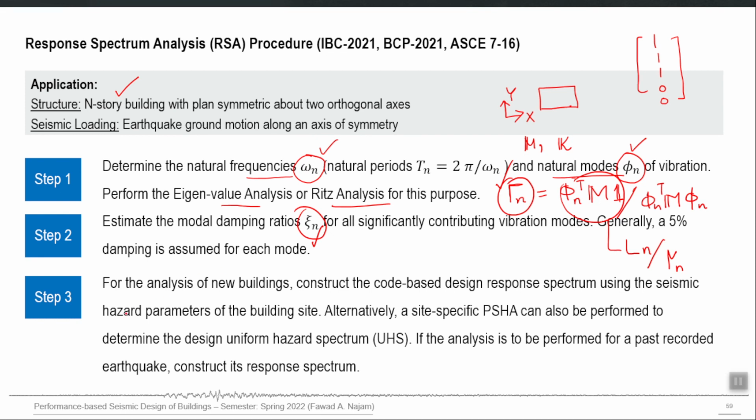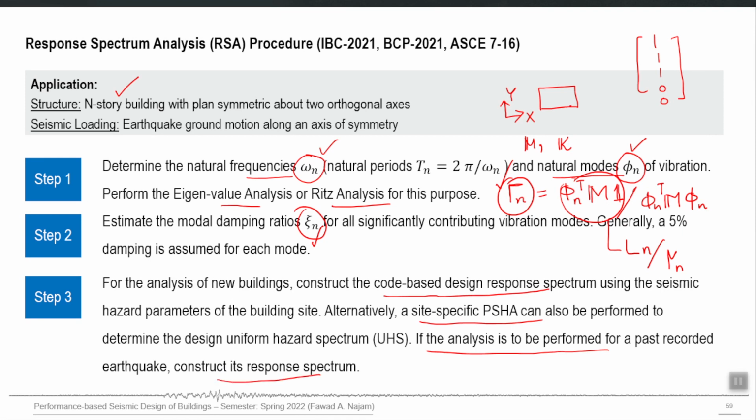Third step is for the analysis of new buildings, you should construct the code based design spectrum, the equation prescribed by building code. You construct the spectrum for your site using that equation. You can also go for site specific PSHA, that will directly give you the spectrum for your site. If the analysis is to be performed for a past recorded earthquake, then you should have its response spectrum.